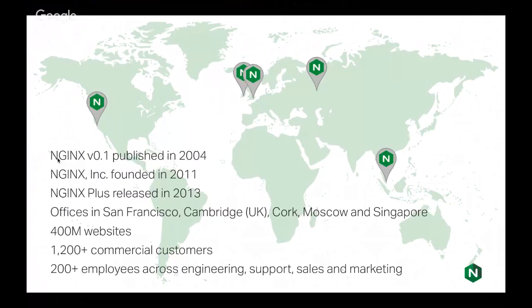And of course, NGINX is a big part of what makes the Netflix network work, serving video traffic, and that accounts for a huge amount of data. Beyond that, we're a global company. Headquarters are in San Francisco. I'm speaking to you today from Cambridge in the UK. We also have an EMEA headquarters in Cork in Ireland. Much of the engineering for the core NGINX product still happens from Moscow, and we have a new office recently opened in Singapore. I'm now one of over 200 people that look after the open source project and run the commercial operations as well.